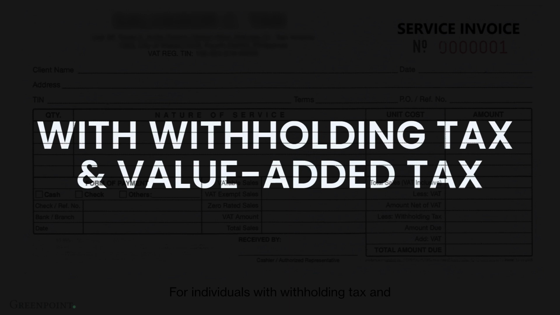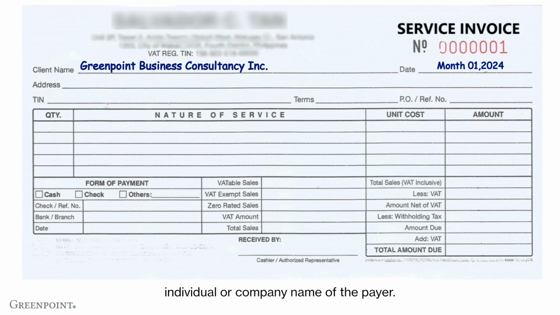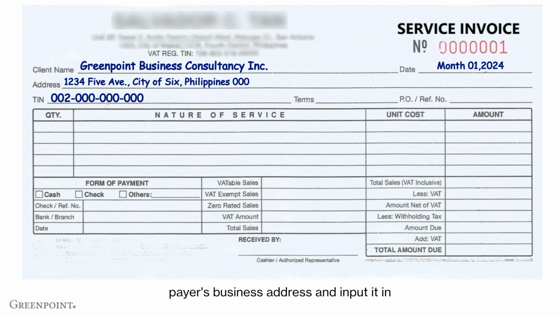For individuals with withholding tax and value-added tax. Step 1. Fill out the date line with the date you received the payment. Step 2. Following "client name," indicate the individual or company name of the payer. Step 3. If the payer is a value-added tax registered entity, get the payer's TIN and input it in the corresponding line. Step 4. Get the payer's business address and input it in the following space. Step 5. In "nature of service," write type of service, for, date range.